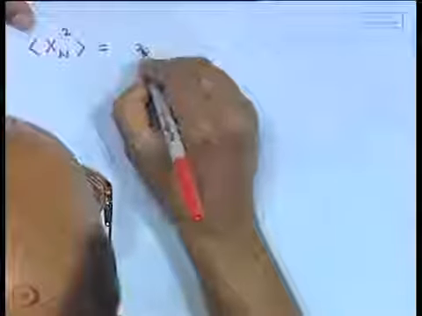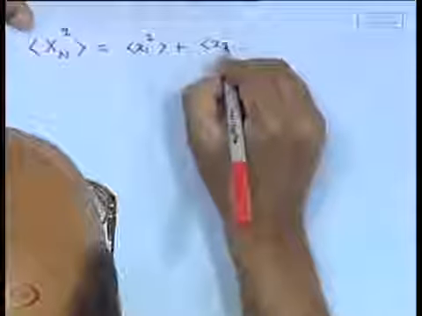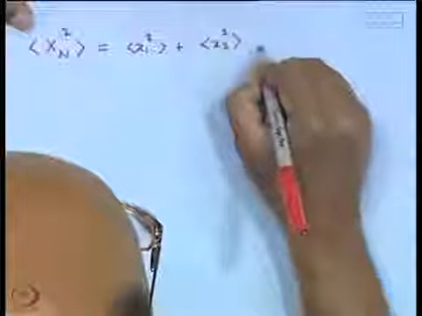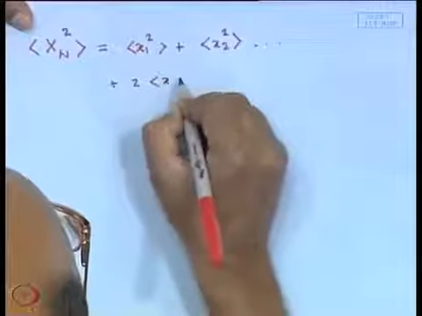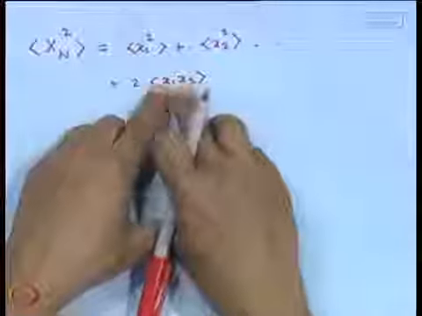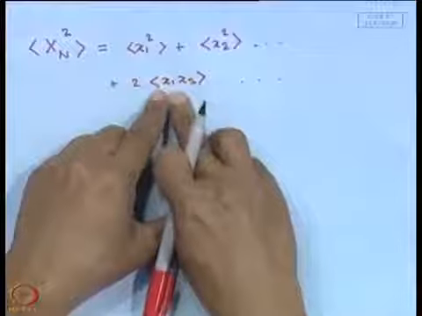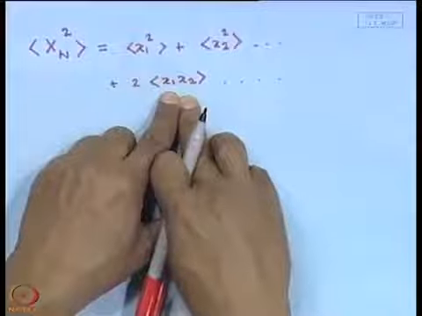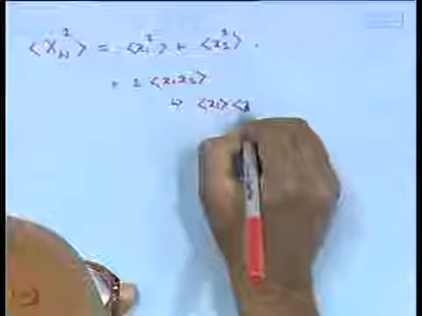So, this will have x1 squared, the mean of this, plus x2 squared, the mean of this, and n such terms, plus there will be 2 x1 x2, the cross terms. Now, we know that if you have two random variables which are independent, then the mean value of the product is the product of the mean values. So, this term is essentially the same as x1 x2 and it is 0.